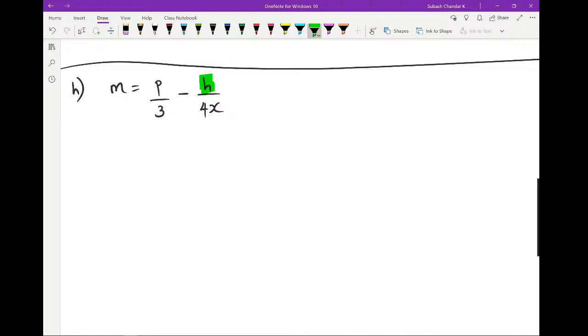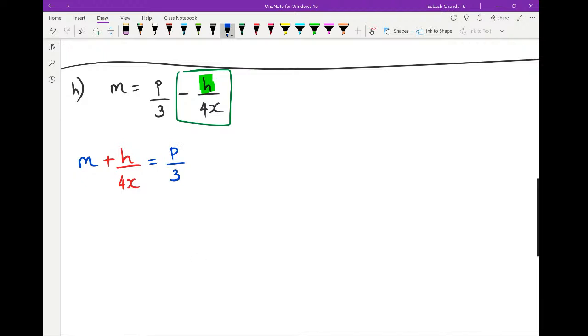I'm going to show you guys in a slightly different way. All right, this is how you do it. Remember, you want to have h by itself, right? So what you could do is move this entire thing to the left-hand side, because when you do that, you're going to get m plus, because that minus changes to a plus, h over 4x, and this is now equal to p over 3.